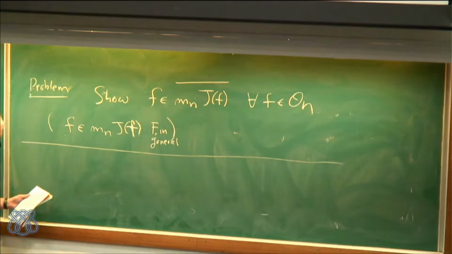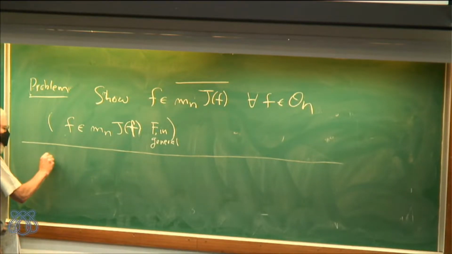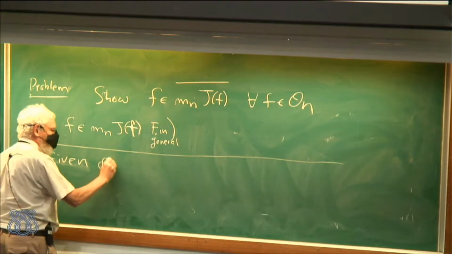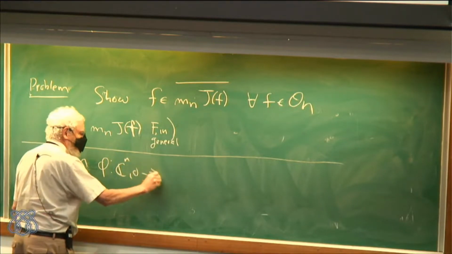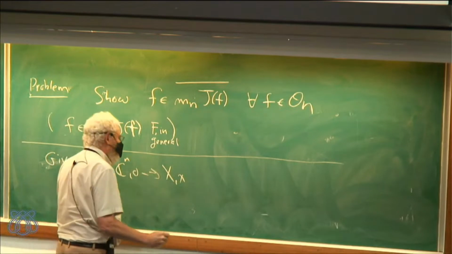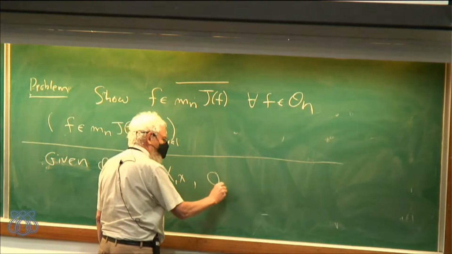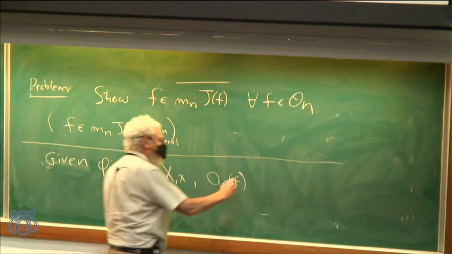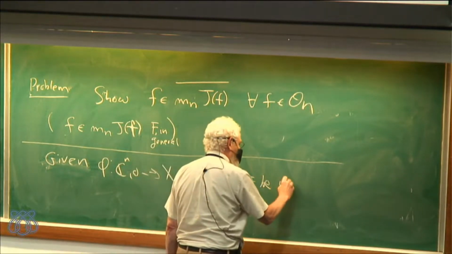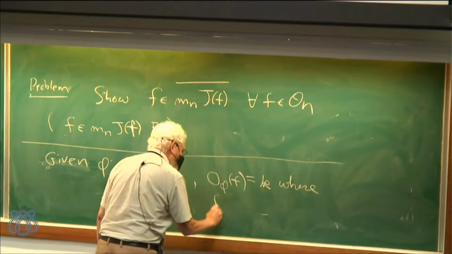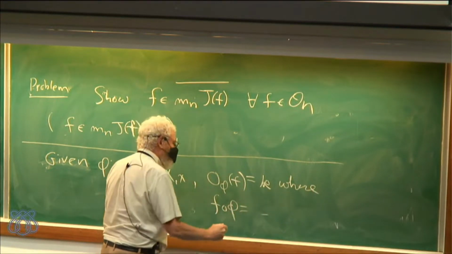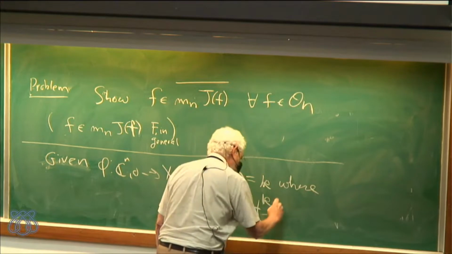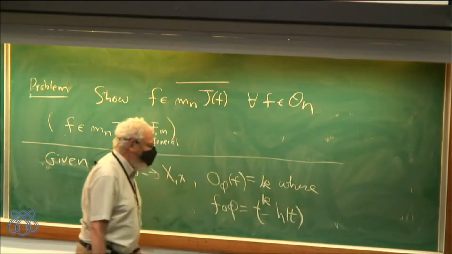Here, a little bit of notation is helpful. Given phi mapping C into X, I'm going to write the order of f with respect to phi is equal to k, where f composed with phi is equal to t to the k times h, where h is a unit.